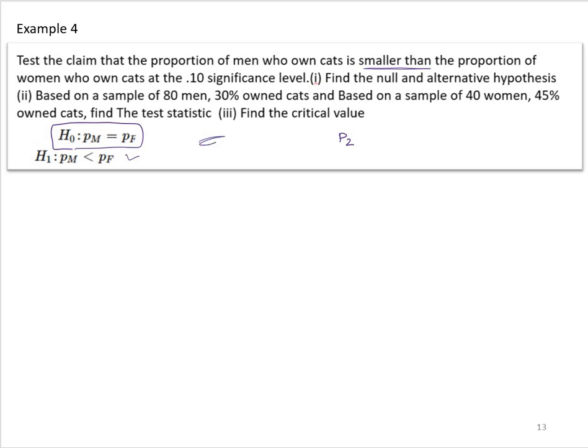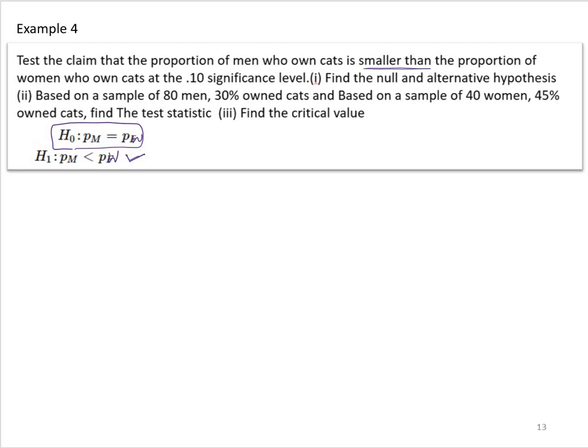Okay, you can write it as either men or women. It is given in the question as women. So we want to test the hypothesis. Okay, but is it a right tail test, or left tail, or two tail? Okay, it is a left tail because it is P1 less than P2. It's a left tail.